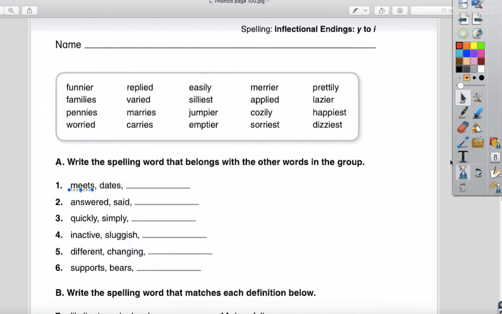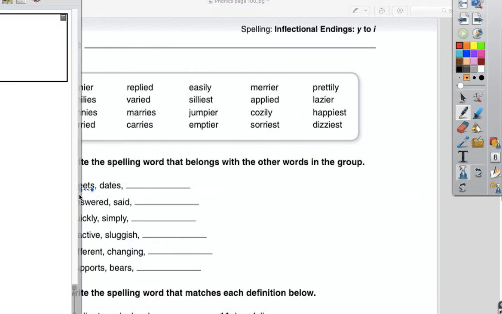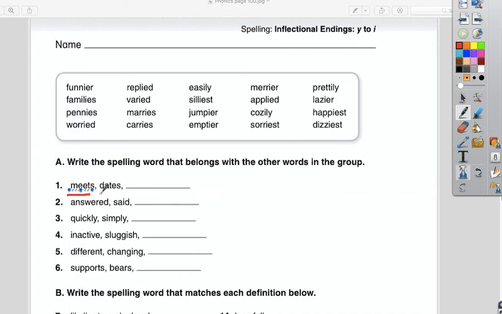Meets, oh, sorry. Okay, so meets, dates, and now we have to find a word that means almost the same or is similar to that. So when you meet someone, think of your parents. They met, they dated, and then, well, most of them got married. So marries is the one that matches. That's what we would write here. These words relate to each other. Okay, let's go to the next one.